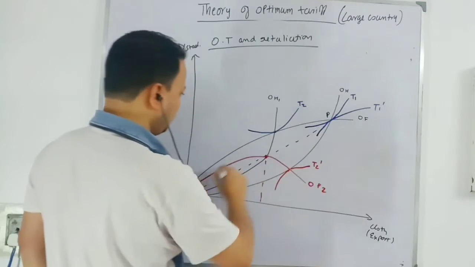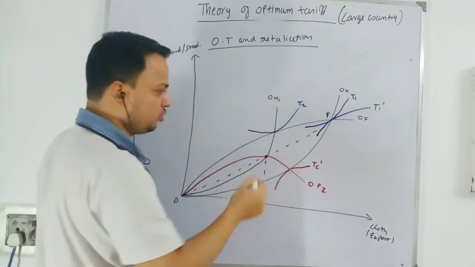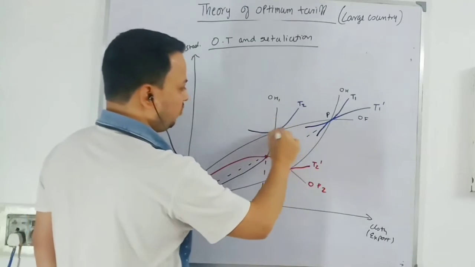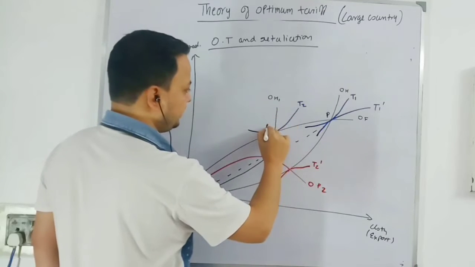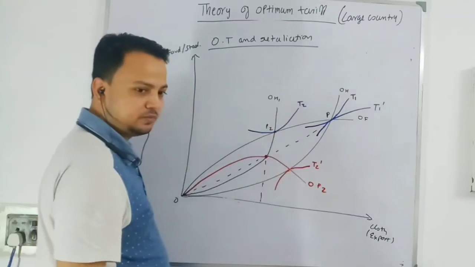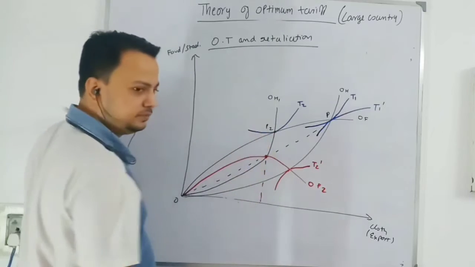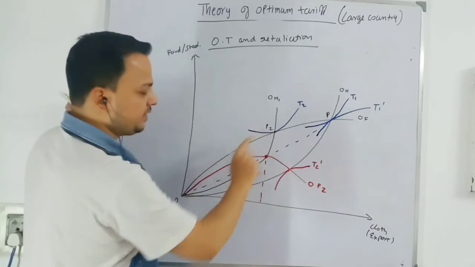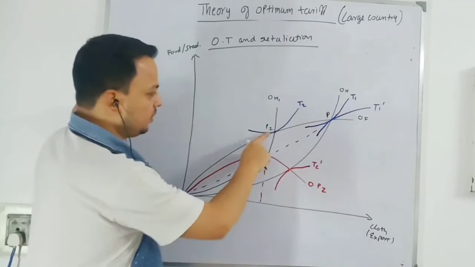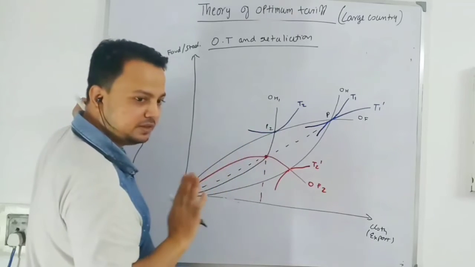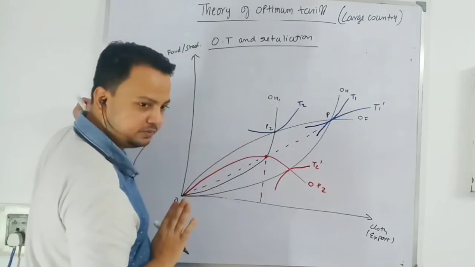Okay, and you can draw a line. If you don't want to draw, don't draw it, because the foreign offer curve and home offer curve are crossing each other. Say this is P. Okay, so it is here. But at this volume of trade P2, what do we see? The home country is optimizing its tariff.